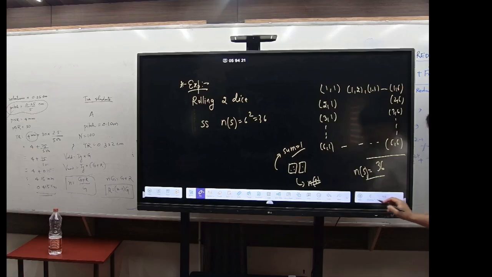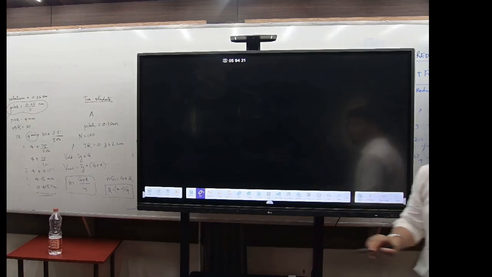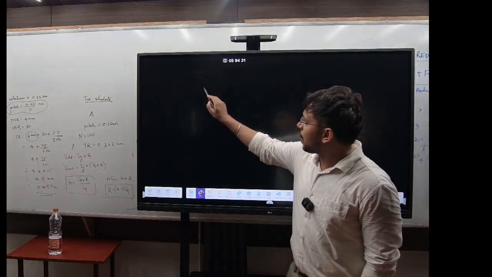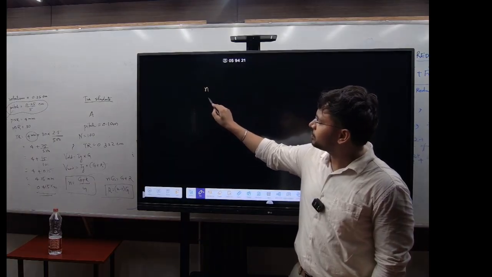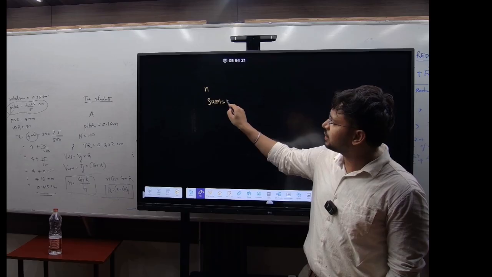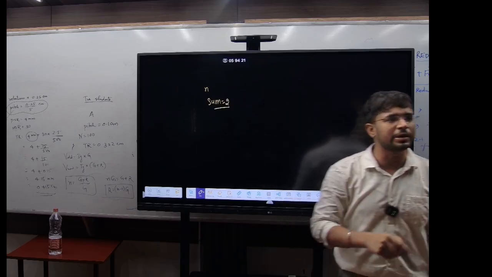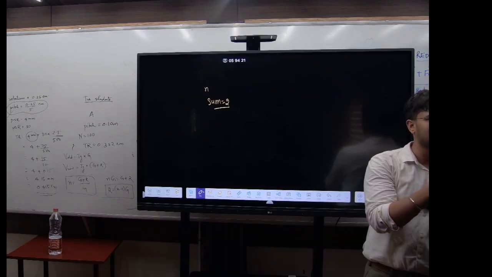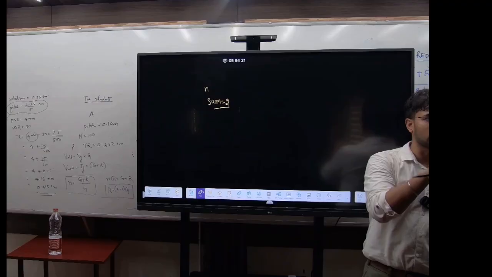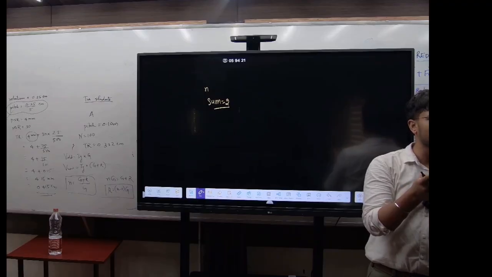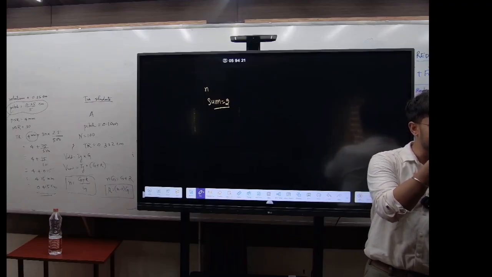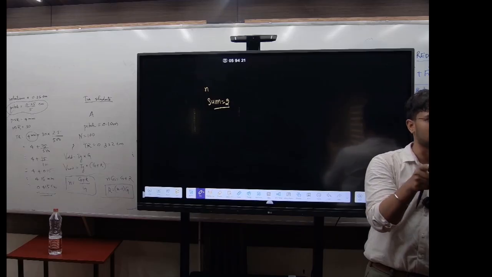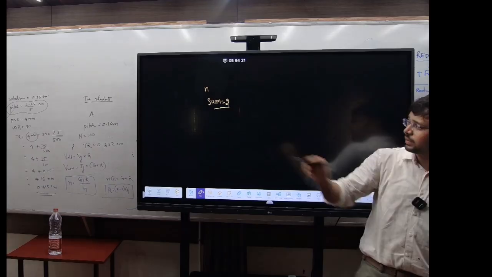So now the questions will come from here. How many times will the sum come 2? You guys can think. If 2 dice are rolled, how many times will the sum be 2? Which is only 1, 1. How many times will the sum be 3? Either 1, 2 or 2, 1. Yes or no? Sum will be 4: 1, 3, 3, 1, 2, 2. 3 times.